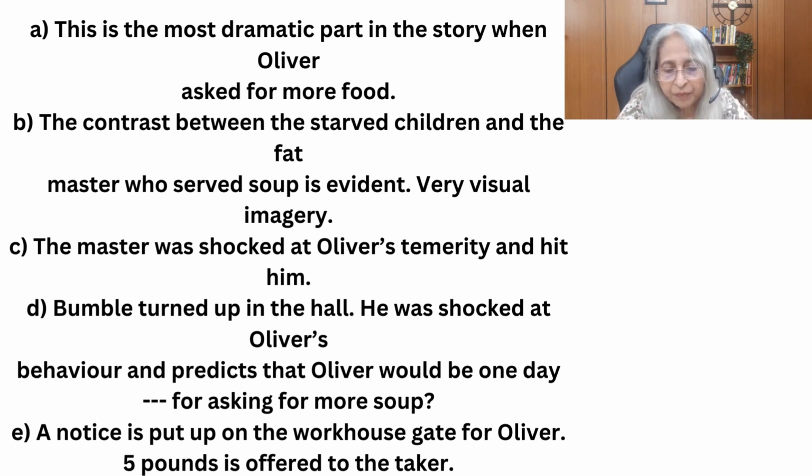Now, this gentleman also put up a notice the next day, Mr. Bumble, offering about £5 to anybody who will relieve him of Oliver. He didn't want to keep Oliver in the workhouse. He feared that he might affect the other children, and soon all of them will be clamoring for more food. He didn't want to take a chance with Oliver. He would rather pay £5 and get rid of this boy.